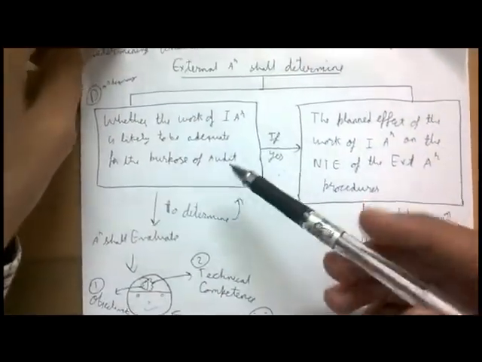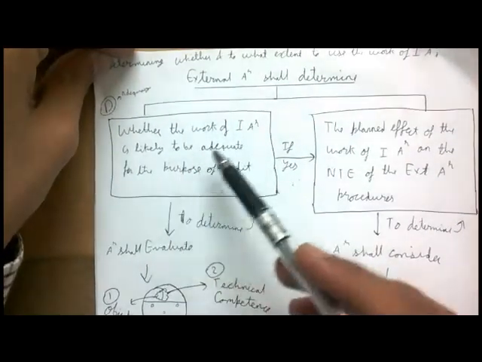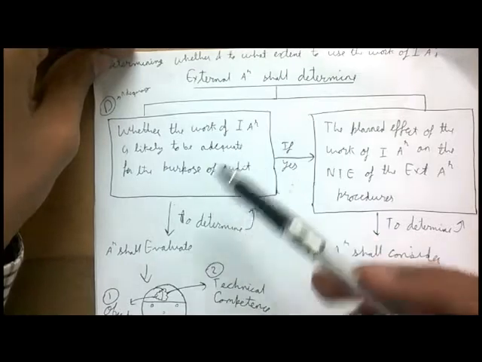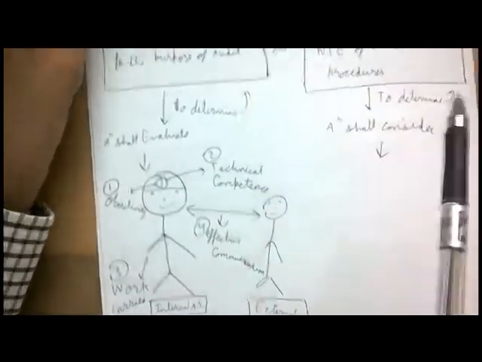Now, how to determine these? How to determine whether the work of the internal auditor is likely to be adequate for the purpose of the audit, whether it is adequate or not? How can we determine this? For this, the auditor shall evaluate four things.